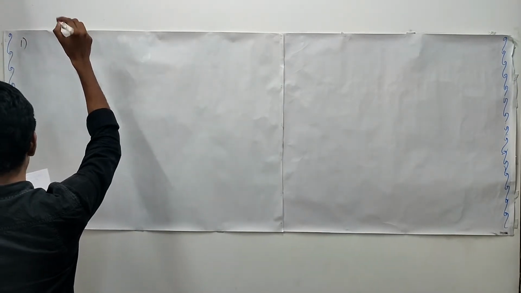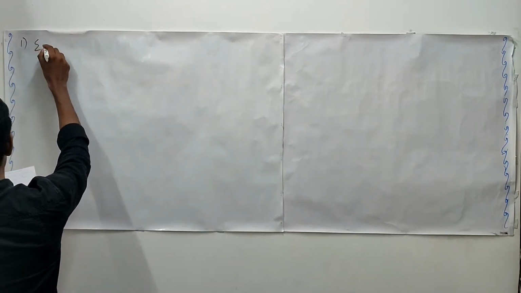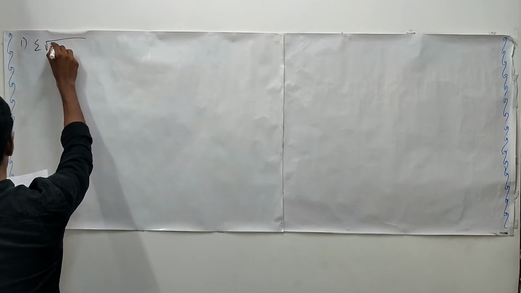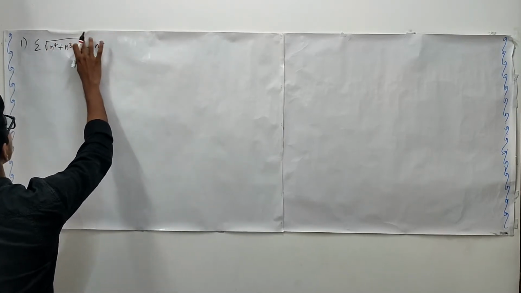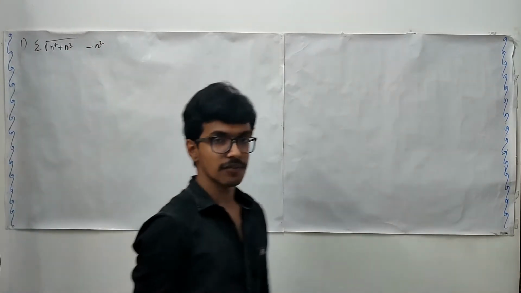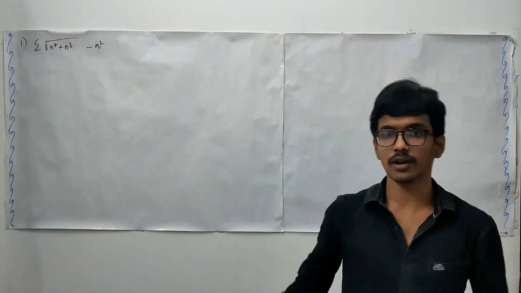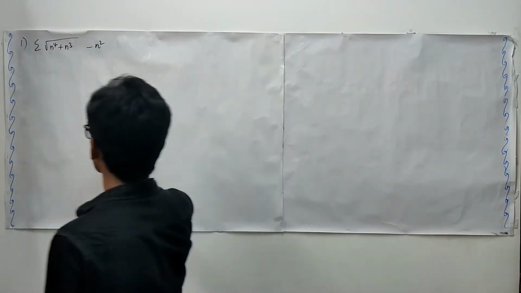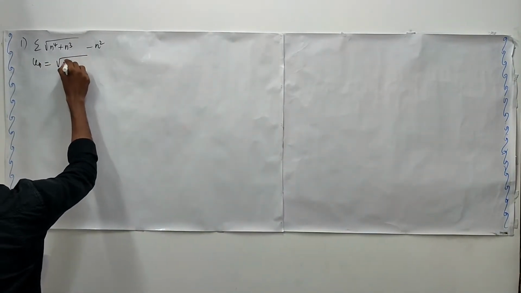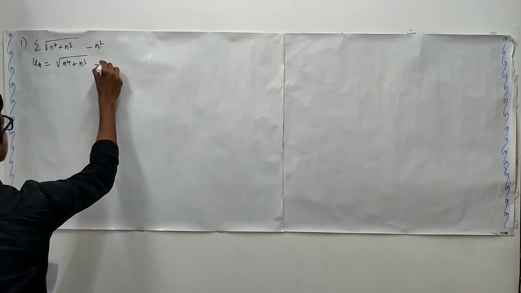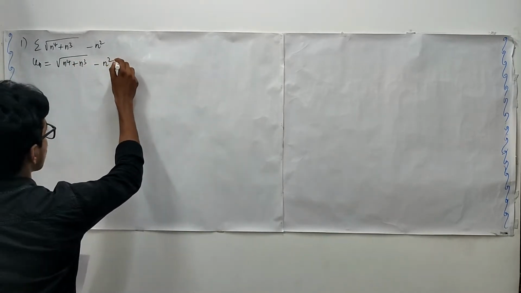Now let us consider the series summation under root n power 4 plus n cube minus n square. This is the series that we are going to consider, and for this series we are going to check the convergence. Here, what is to be taken as u_n? It is under root n power 4 plus n cube minus n square. Now what will we do?